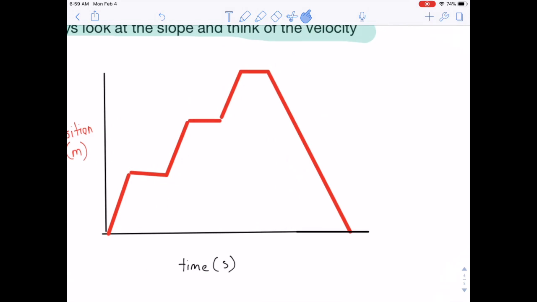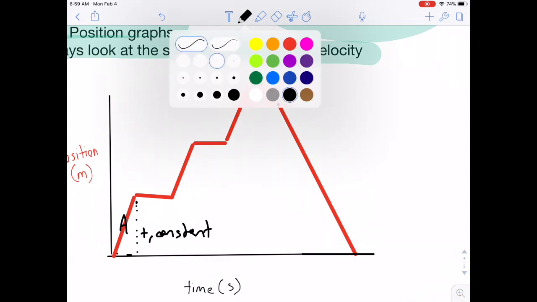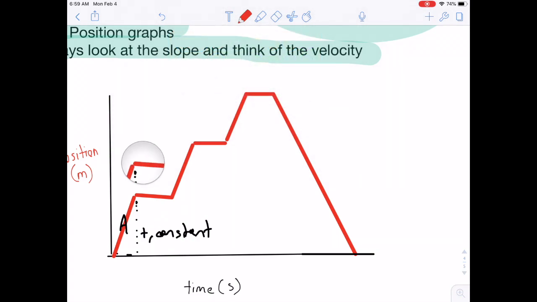So let's think about it. For this first section, we'll call this section A. We know that whatever's moving is moving in the positive direction. He's got a constant velocity. And he's probably moving pretty fast because the slope is pretty steep. Now, I think that when the person was drawing this graph, they were trying to make this red line completely flat. So let's imagine that it's flat.